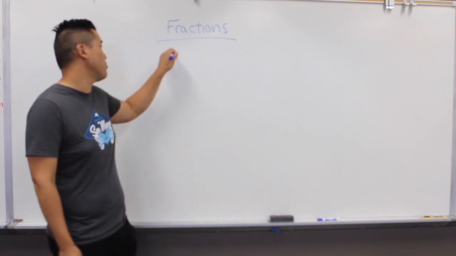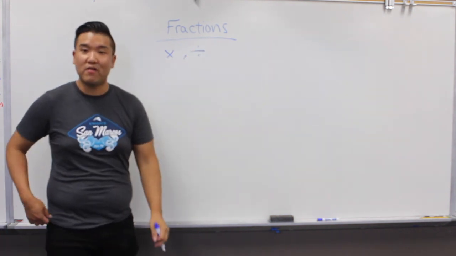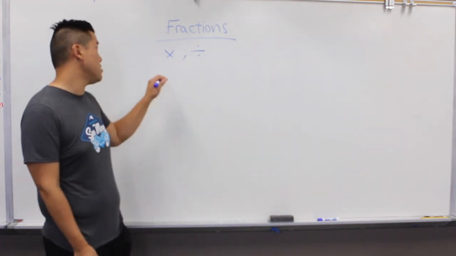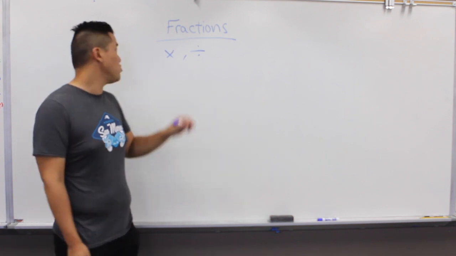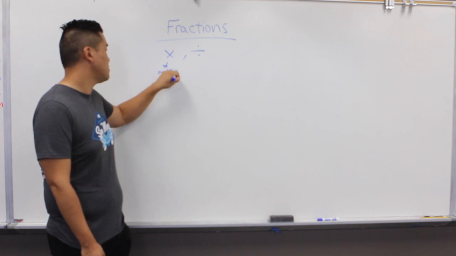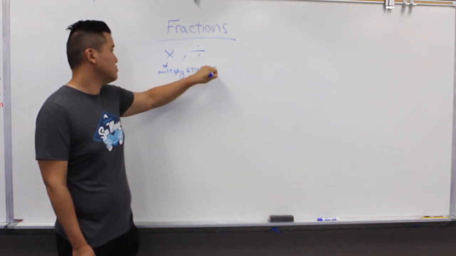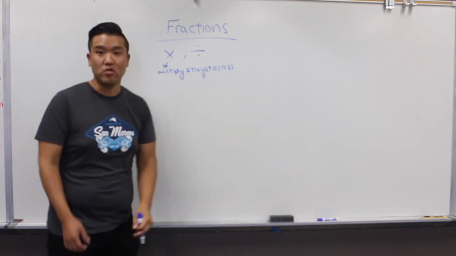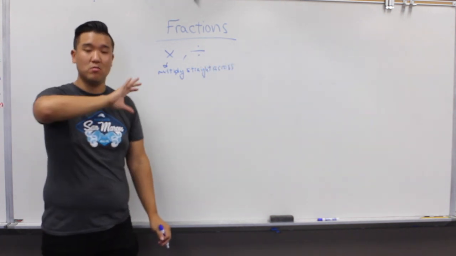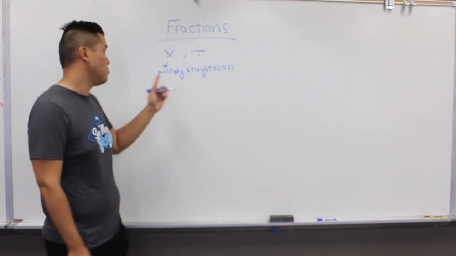I'm going to start with the ones that we're pretty good with. Multiplying, dividing. When you multiply fractions, you are just multiplying straight across. So you multiply the numerators, you multiply the denominators. You can cancel top and bottom, that's more of a division problem.